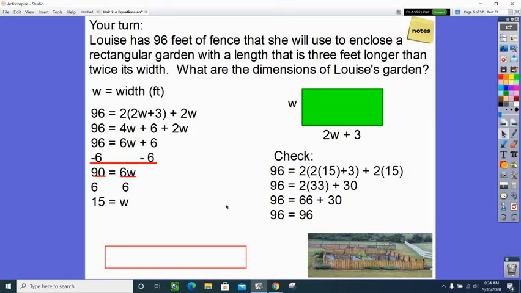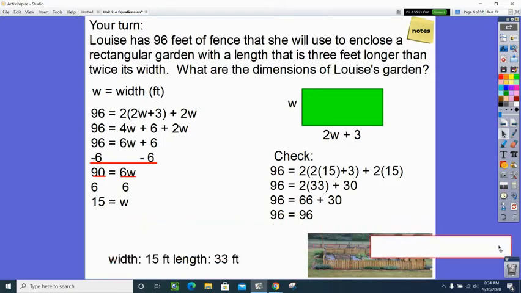No surprise there. What's the question? What are the dimensions? Well, we know that the width is 15 feet. And then if we put the 15 in there and do the math, which is what we did right in here, right? So 2 times 15 is 30 plus 3 is 33. And those would be our 2 dimensions. So the width would be 15 and the length would be 33 feet. So that is a geometry perimeter problem.